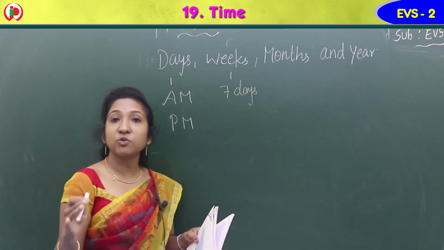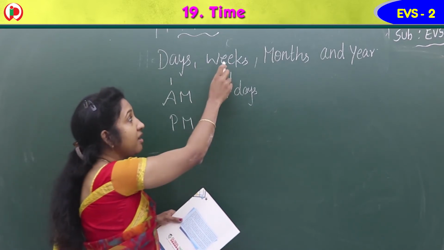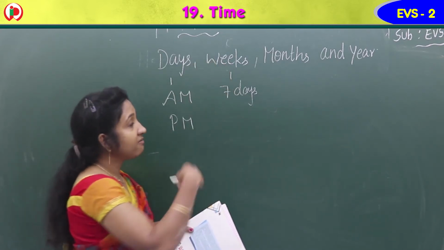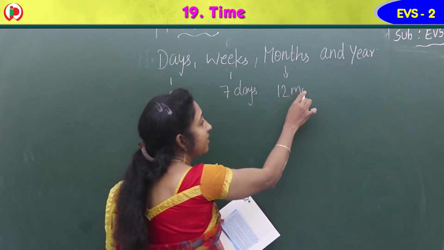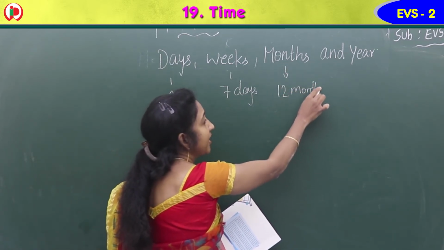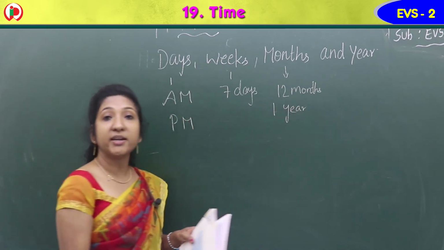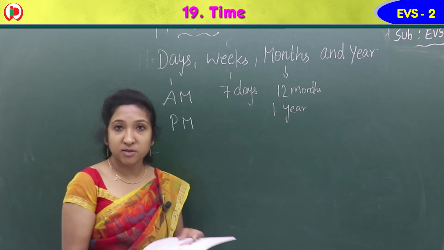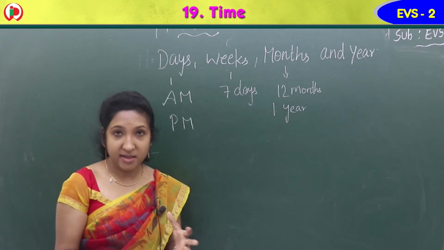Sunday, Monday, Tuesday, Wednesday, Thursday, Friday and Saturday forms a week. Then we learned about months. There are 12 months in a year, or 12 months make a year. 1 year means 12 months. So you learned about 12 months also. From January till December we have 12 months.